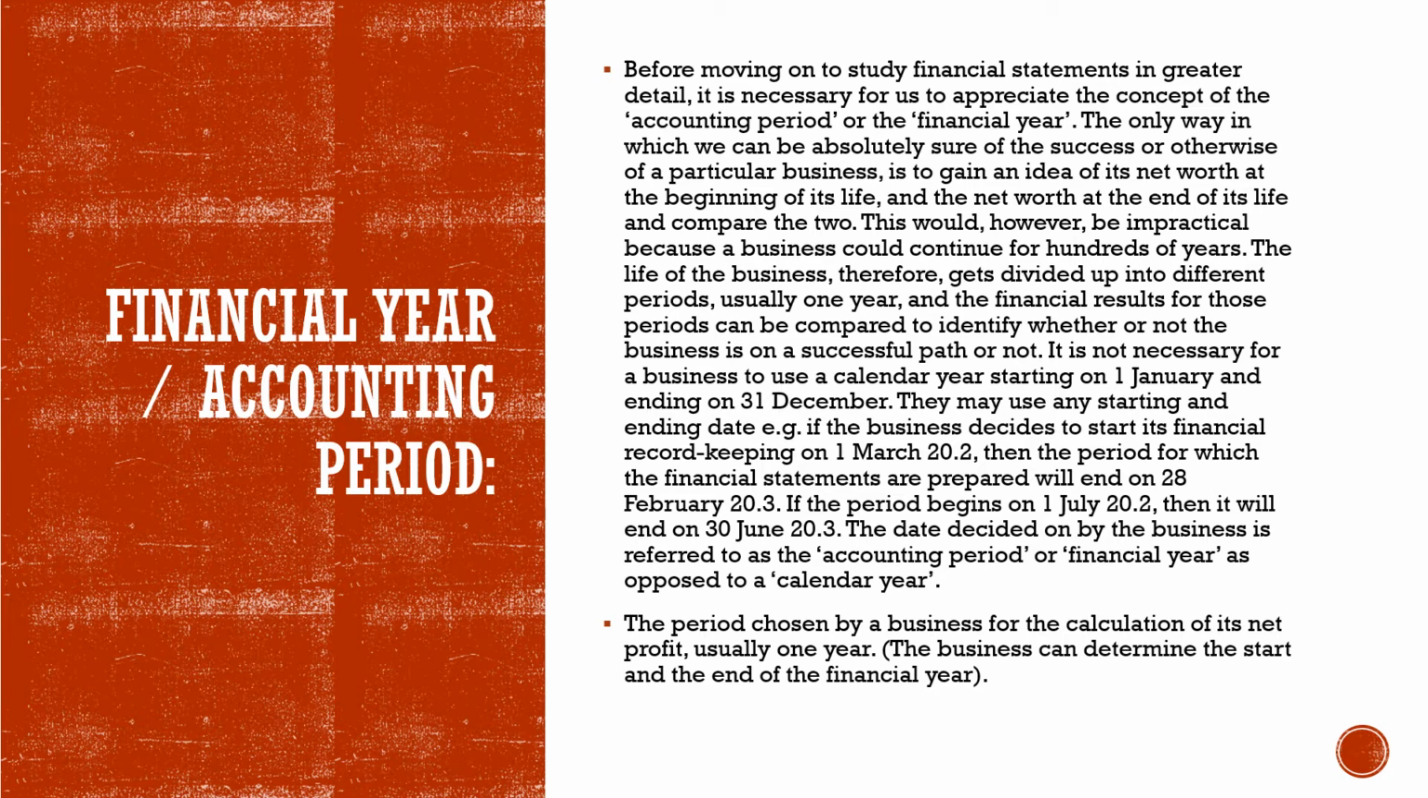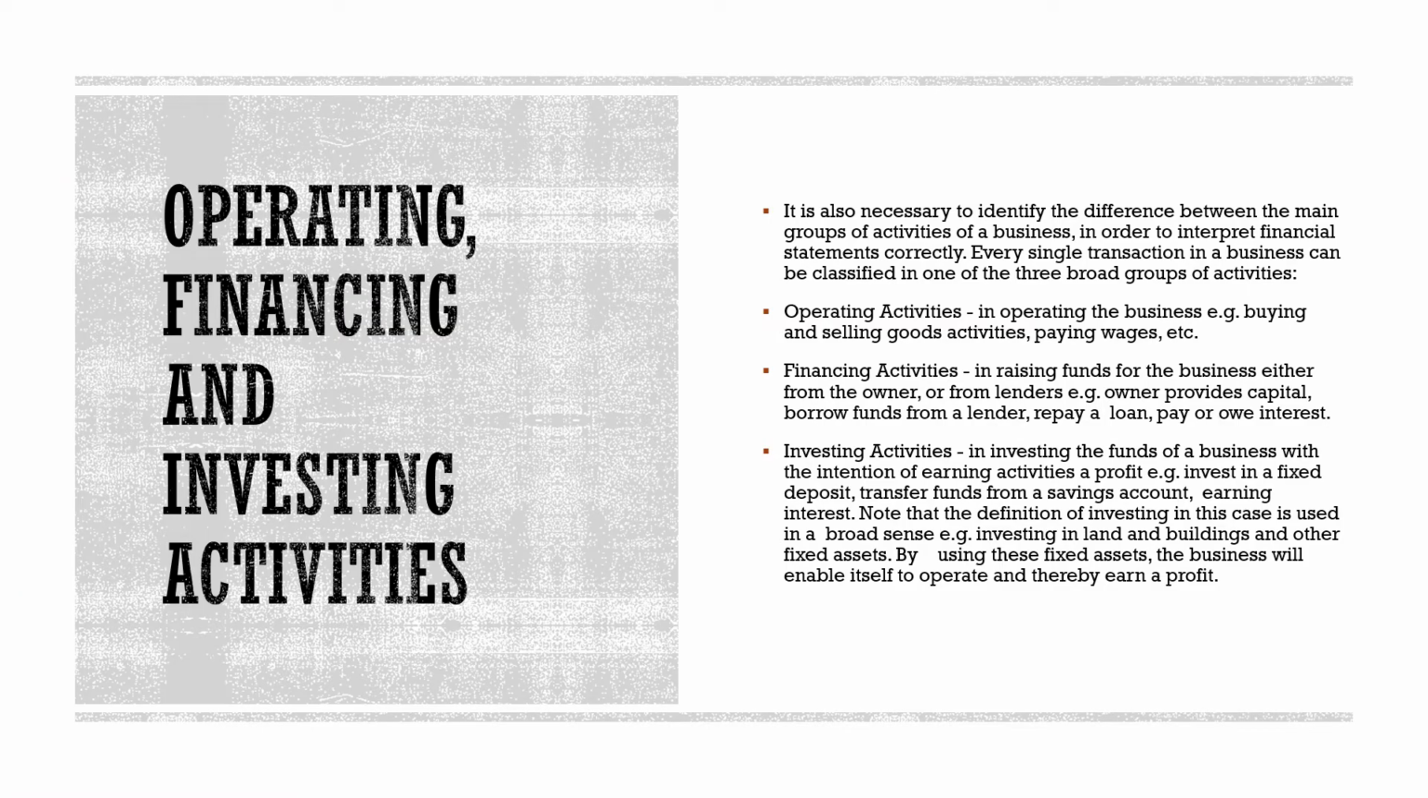Just a quick summary of a financial year. Operating, financing, and investing activities. It is also necessary to identify the difference between the main groups of activities of a business. In order to interpret financial statements correctly, every single transaction in a business can be classified in one of the three broad groups of activities.